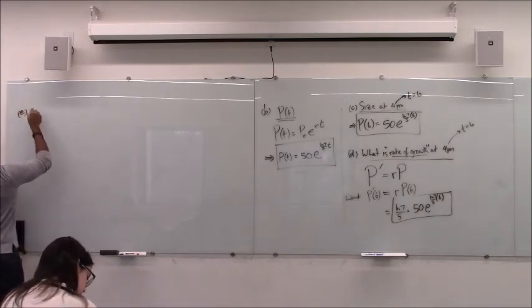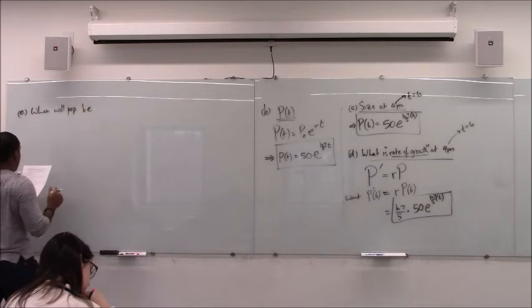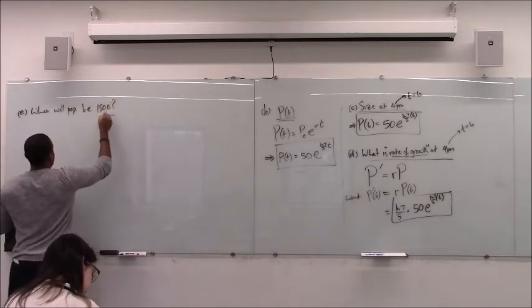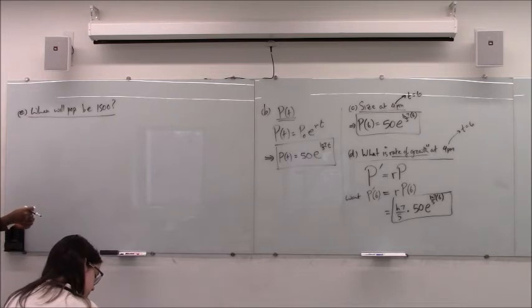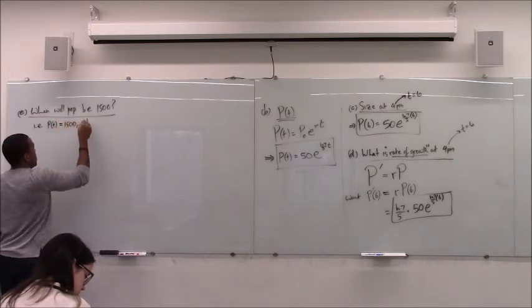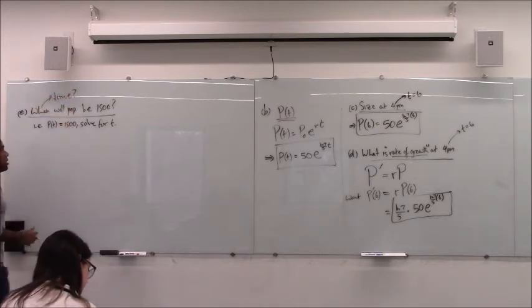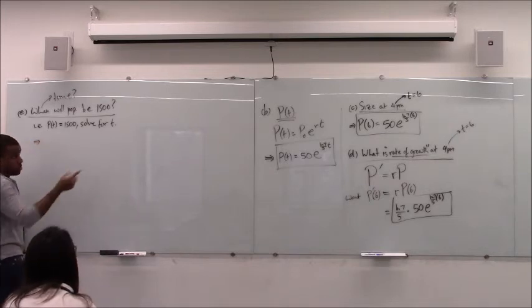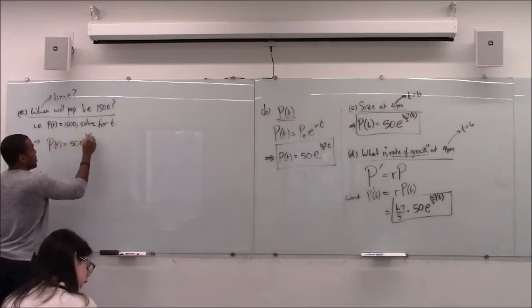E. When will the population be 1500? Solve for t, i.e., you want P of t equals 1500 and solve for t. The 'when' means time, so this is asking about time. We know from part B that P of t is equal to 50e to the (ln 7 over 5) times t.